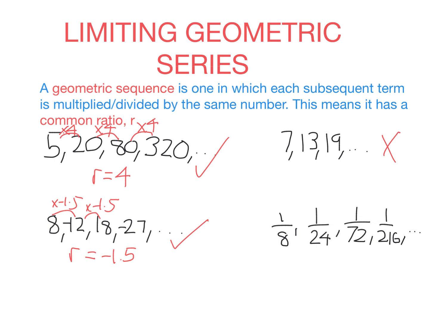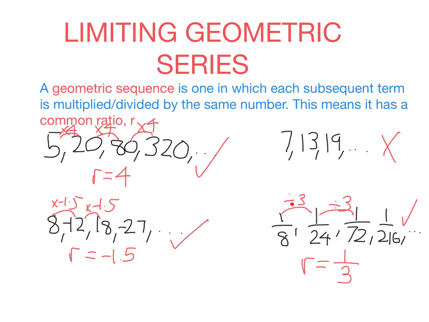This sequence here is also geometric because I'm actually dividing by the same amount each time. To go from 1/8 to 1/24, you divide by 3. To go from 1/24 to 1/72, you divide by 3. So this is geometric. r is actually 1/3 because r, the common ratio, is what you're multiplying by. This number divided by this number is a third. This divided by this is a third.